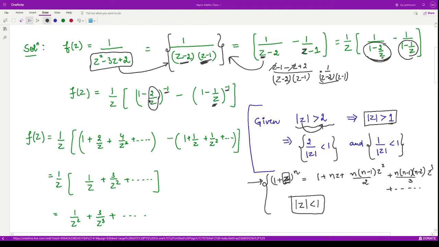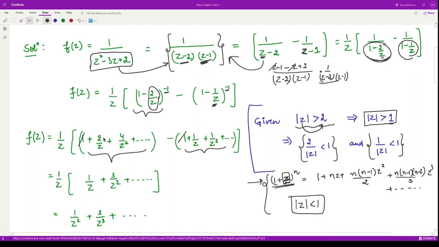When you apply this formula for this particular term, you will have 1 plus the second term, then the square of the second term, and then the cube of the second term, and so on, because the power is minus 1. And similarly for the other term. So you will be having these two series, and now you can very easily simplify this.